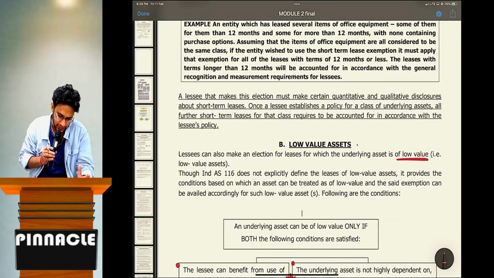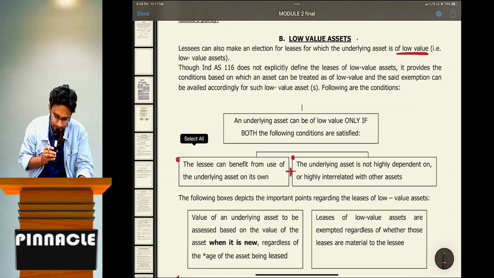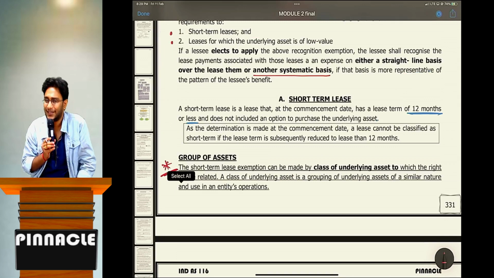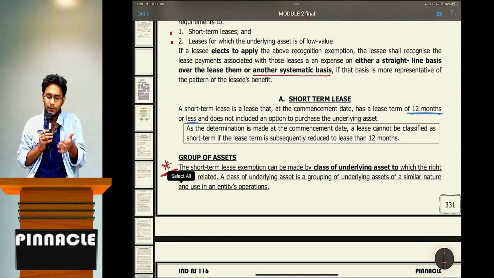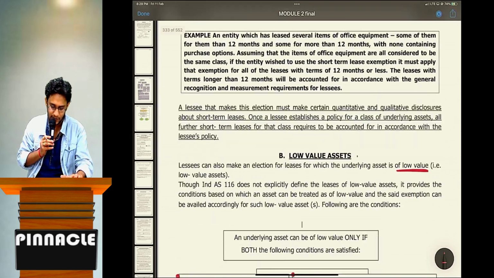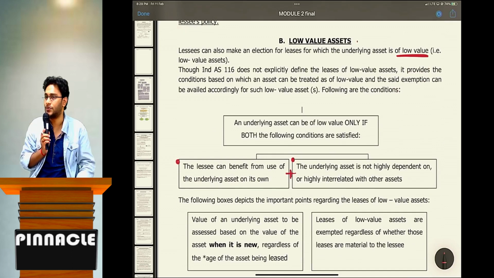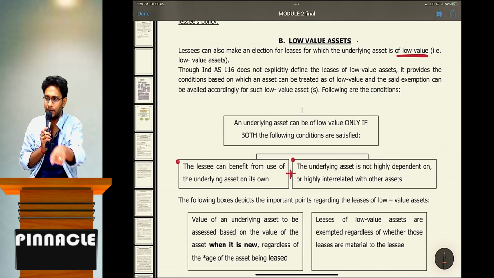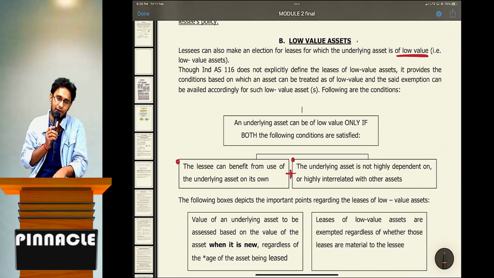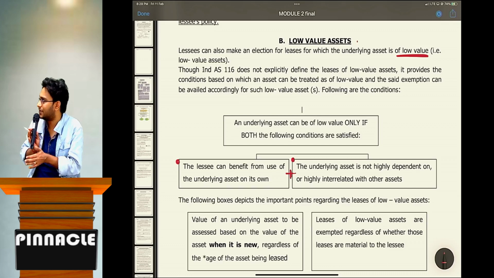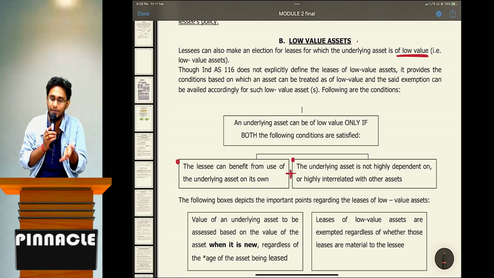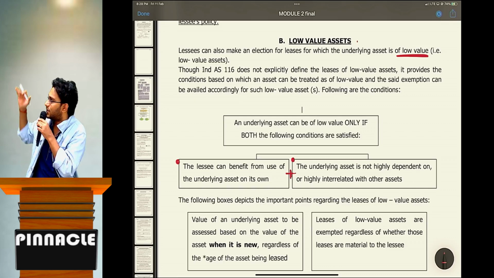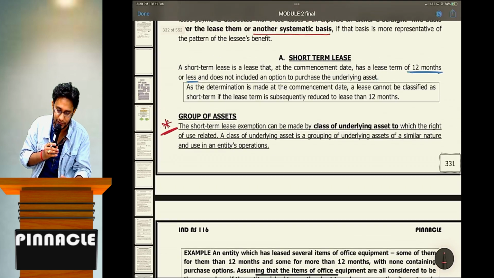There is one more point which is not printed here, but anyway, that's not very relevant. The short-term lease exemption, you have to claim only for a class of assets. But the second, low value asset exemption, you can claim for an individual asset also. For each asset, this is a low value item, this is not a low value item. For low value items, whether you apply this standard or not is a matter of choice for each asset, not for a class of assets. For the individual asset it is given, sir, whereas the short-term exemption is given for a class of assets.